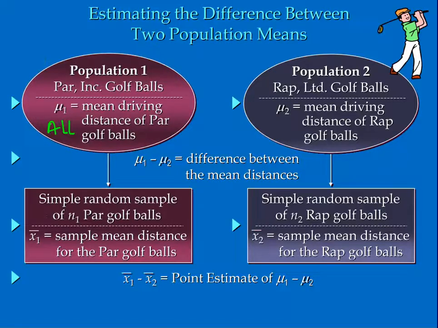Okay. So again, I highlighted this earlier, but I'm just drawing the distinction between the population, and down here we have the sample. Now, this is what we're interested in: the difference between the mean driving distances. This here is what we're going to use as an estimate: the sample mean of group 1 minus the sample mean of group 2. And that's a point estimate for mu1 minus mu2. So we're going to use the difference between the sample means as a point estimate.